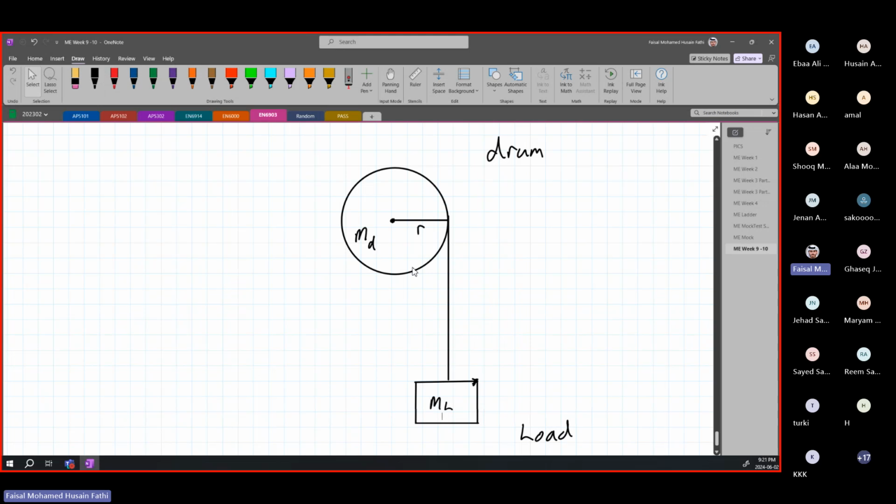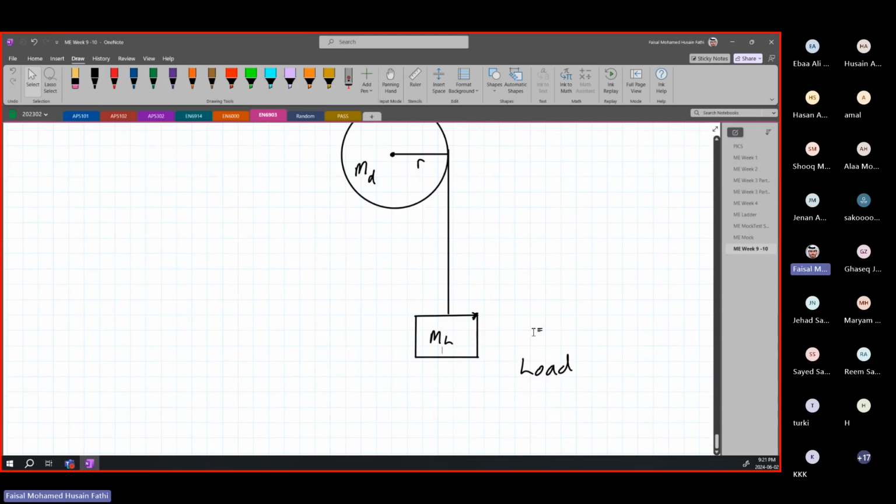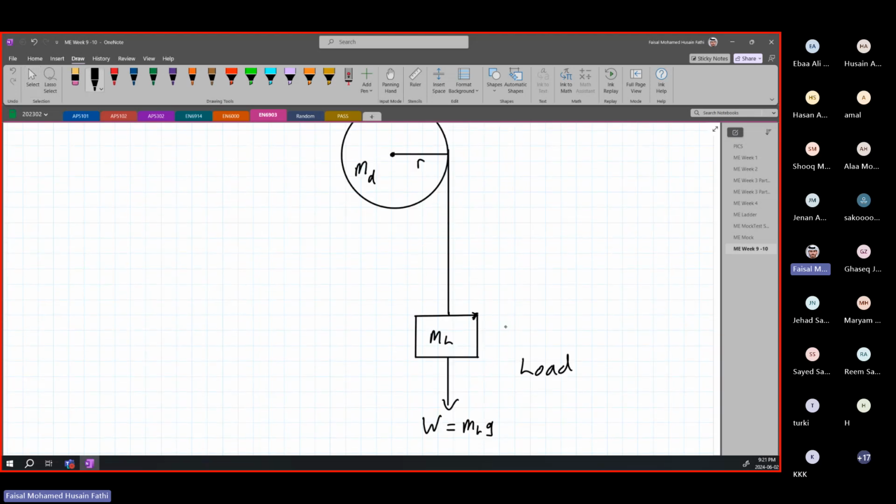Before we talk about the drum, let's talk about the mass a little bit. So we know from basic mechanics, this is going to have a weight force down here, right? And this is going to be W, which is equal to mass L times gravity. Obviously, it is always downwards. And then let's say, for example, this mass is being pulled up, it is going to have an acceleration upwards.